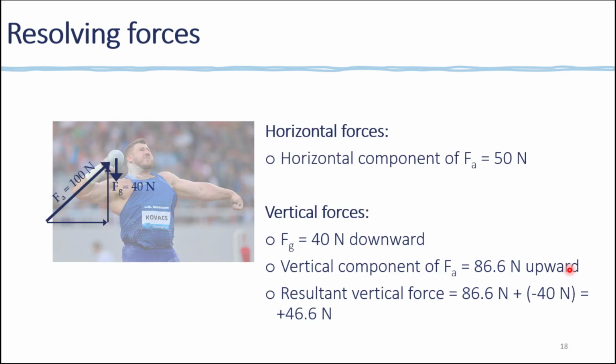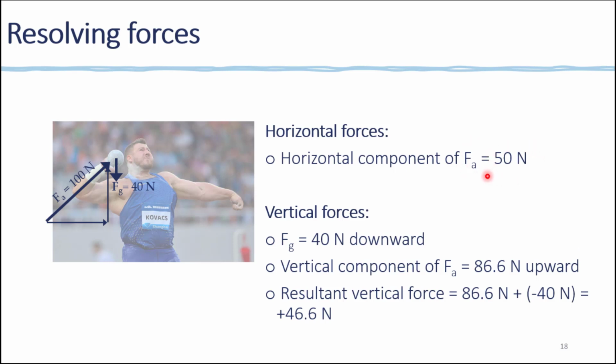So we can now determine the net force that's acting on the shot by adding up all the horizontal forces to get the resultant horizontal force, and then adding up all the vertical forces to get the resultant vertical force. Now, in this case, the only horizontal force that's acting on the shot is the horizontal component of this 100 Newton force. So that means the net horizontal force is 50 newtons.